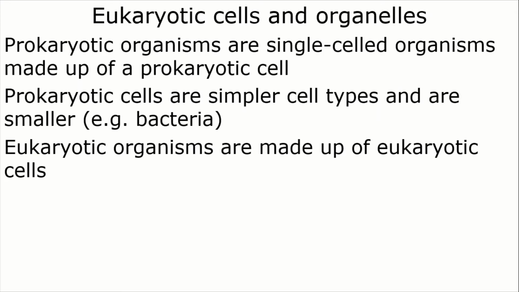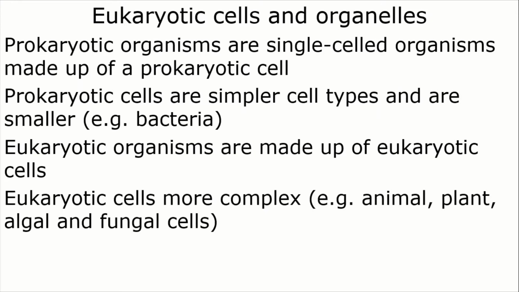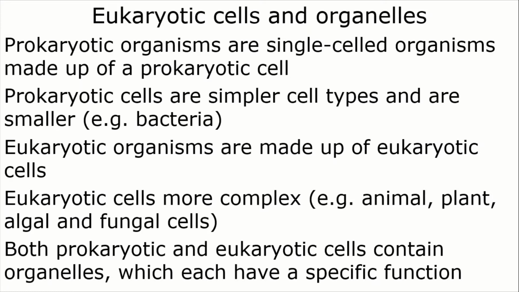Eukaryotic organisms, on the other hand, are made up of eukaryotic cells. The cell type is more complicated, and they can exist as animal cells, plant cells, algal cells, and fungal cells. And eukaryotic organisms are, for the most part, multicellular organisms. The only example I can think of off the top of my head is an amoeba, which is a single-celled organism.